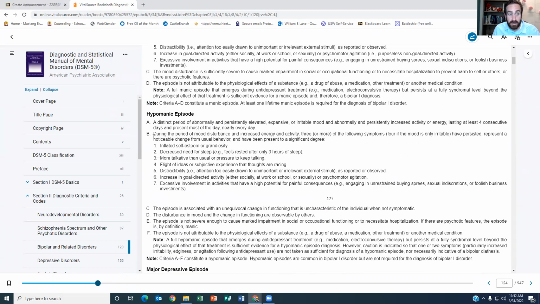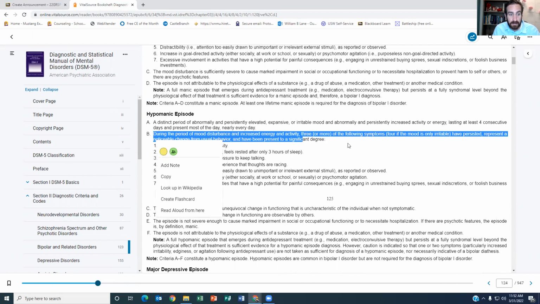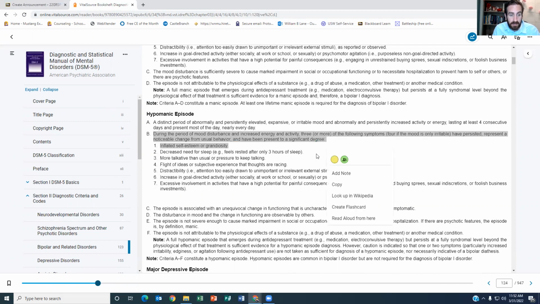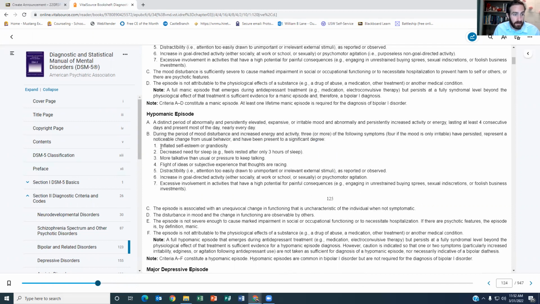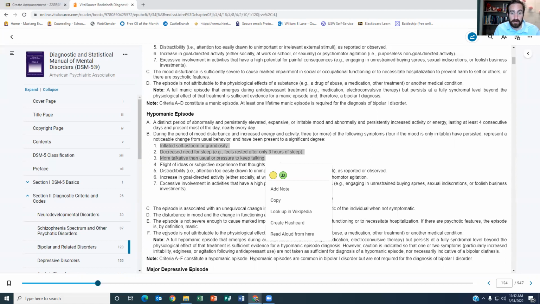again, there's this criteria B that has sub-criteria. So the minimum is 3. So if the person's experiencing 3 of these, and only 3, along with the other lettered criteria, you might say they have bipolar 1 disorder, and it might be mild. If they have 4 or 5, you might say it's moderate. And if they have all 7 of them, that's where you would specify as severe.